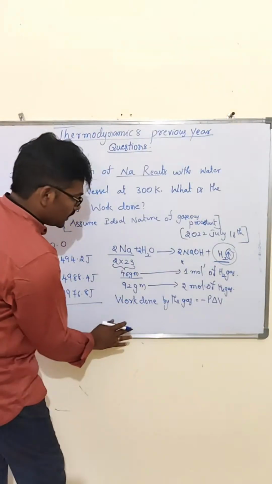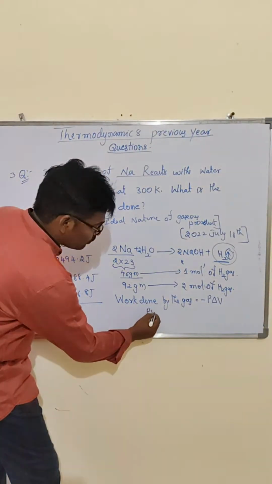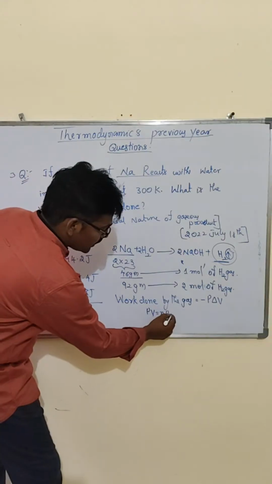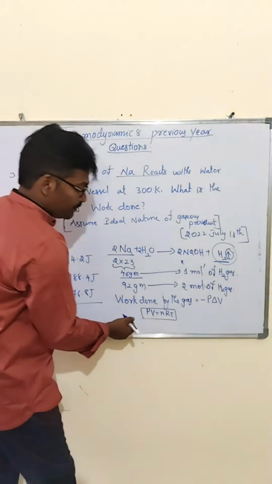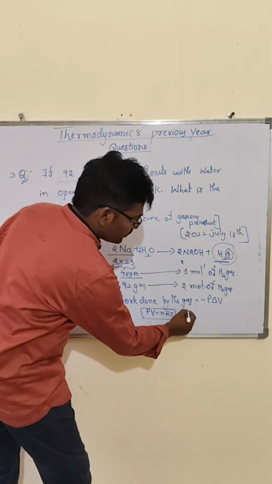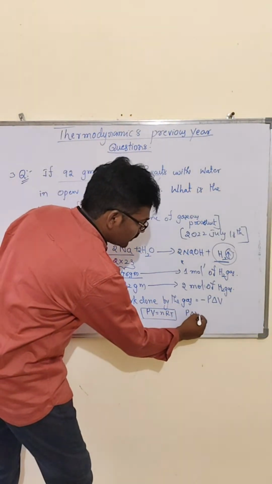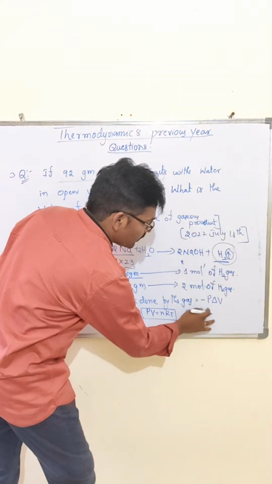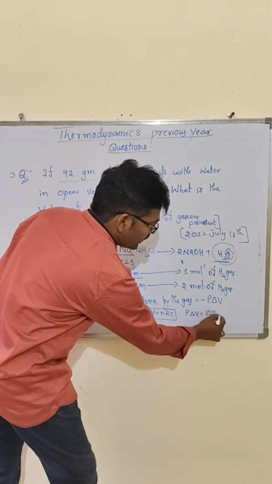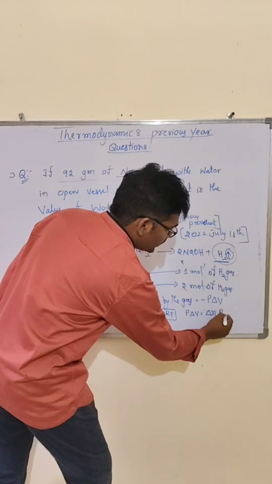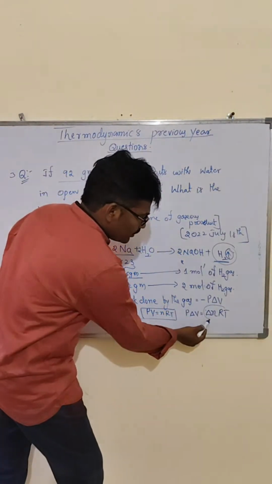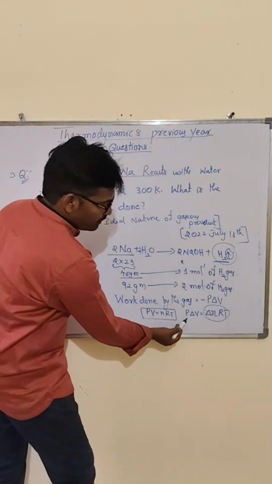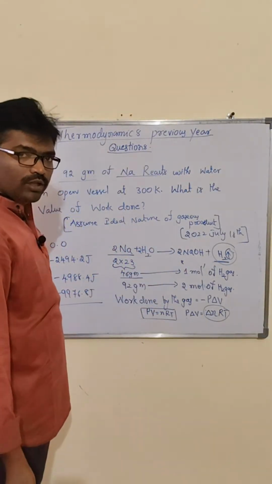Sir, P into delta V, according to PV equals nRT, the ideal gas equation. Then P delta V, can we take it as delta n RT? Then delta n, RT, we can take delta n RT. So if we find out this delta n RT value, then it will be equal to P into delta V.